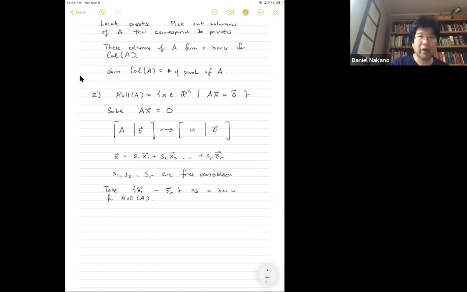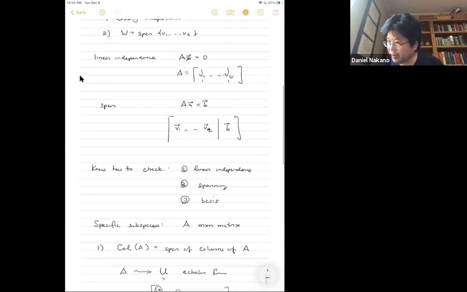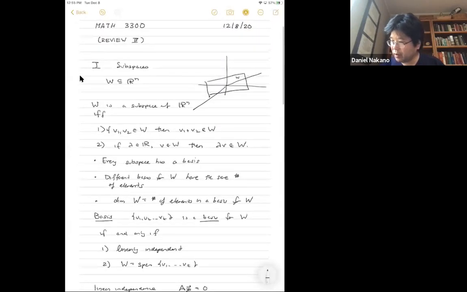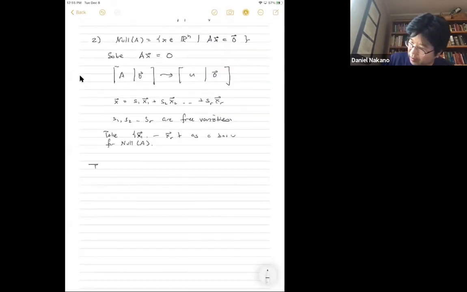All right, so what I'd like to do next is go over determinants. Okay, so that's the second topic of the day. Okay, so this concludes subspaces for now. So 2, we're going to talk about determinants.